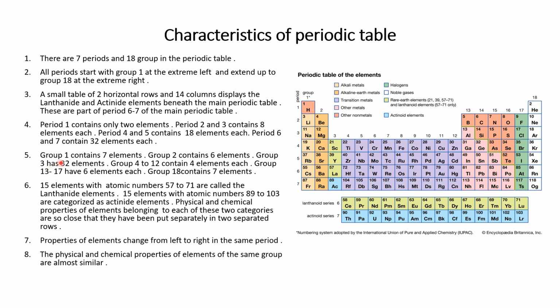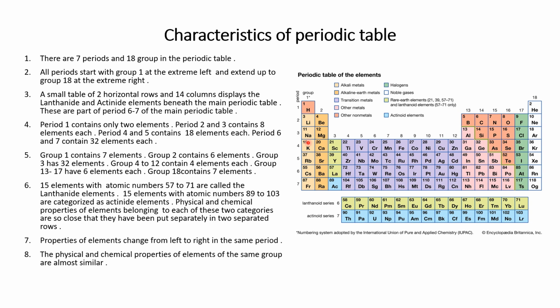Group 1 contains 7 elements. Group 2 contains 6 elements. Group 3 has 32 elements. Groups 4 to 12 contain 4 elements each. Groups 13 to 17 have 6 elements each. And group 18 contains 7 elements.